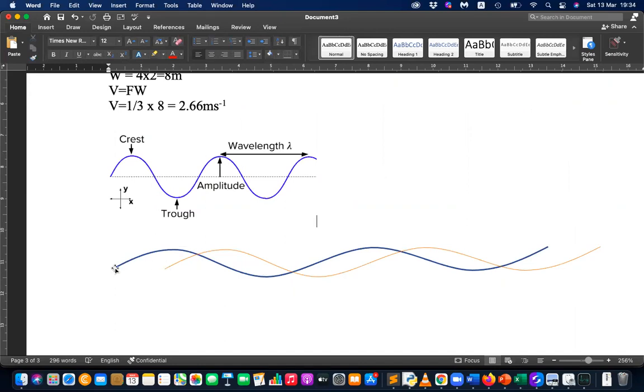Can we tell the gap between the first wave and the second wave? This is called the phase difference. So what is the phase difference from the first wave to the second wave? How many degrees? Can you tell? The entire round, here to here, is 360.